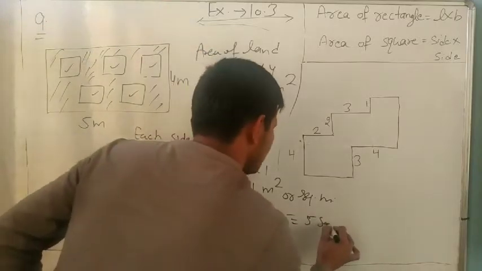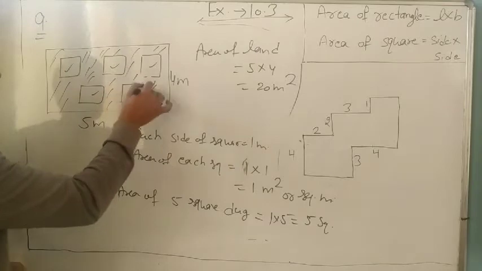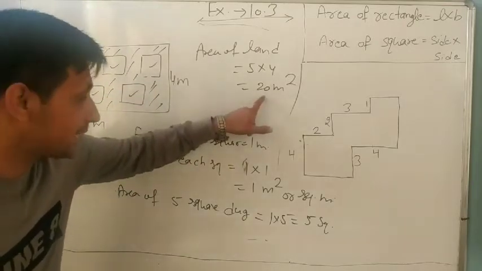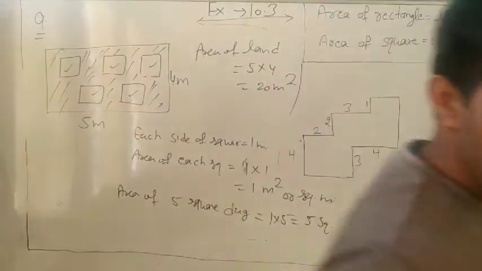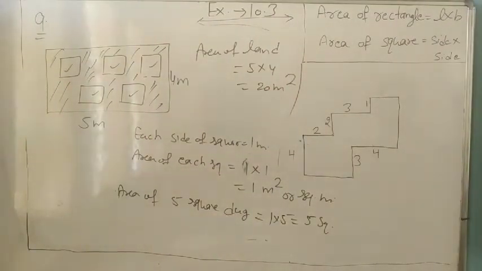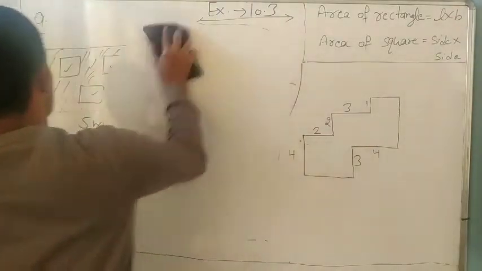So the area of 5 squares is 5 square meter. So what is the area of the remaining part? The total is 20, and the area of the squares is 5. So 20 minus 5 is 15. Do it yourself. Okay, the answer will come 15. Same as this one. Now next.